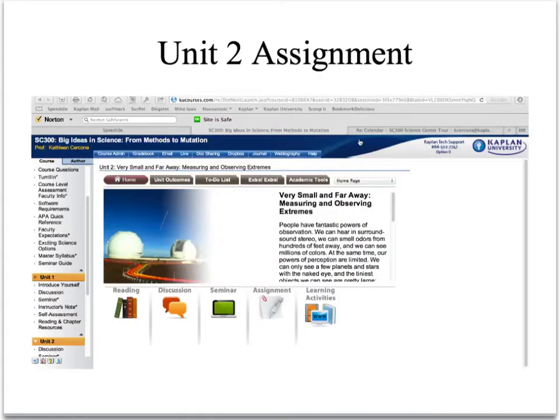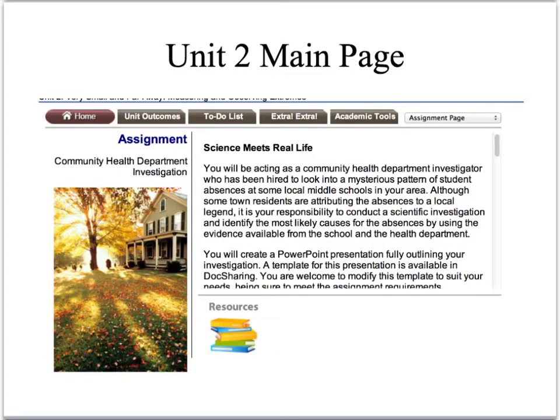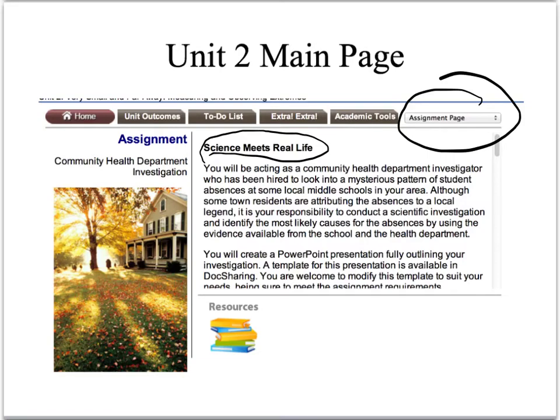This page shows all of Unit 2, and we are going to focus in on the assignment, as that is what I am presenting about in this presentation. When you go to the Unit 2 homepage, you will see all of the components of Unit 2. This page is the assignment page, and this is where the directions for your assignment starts.